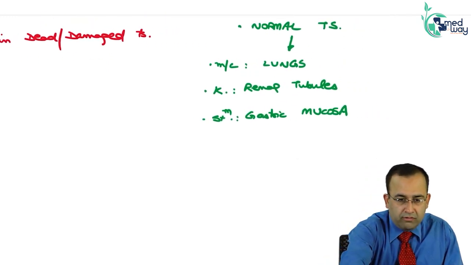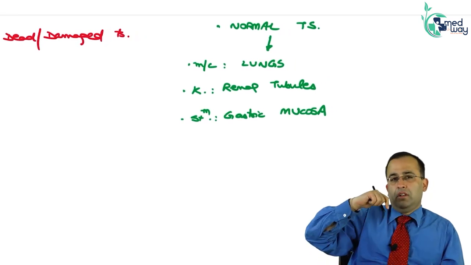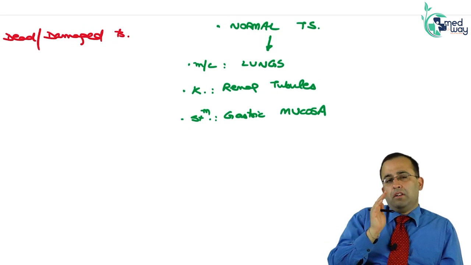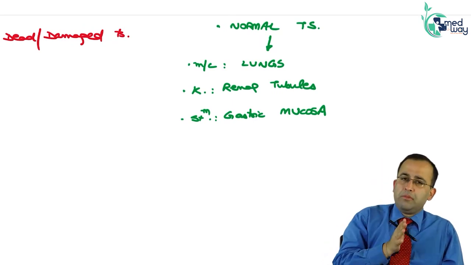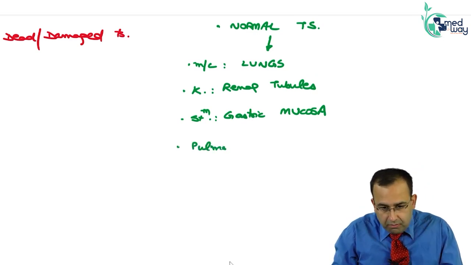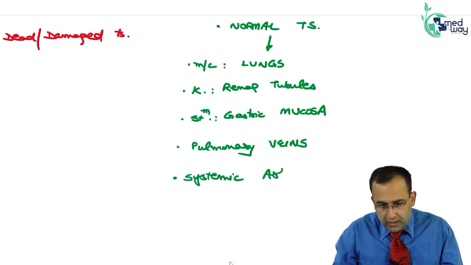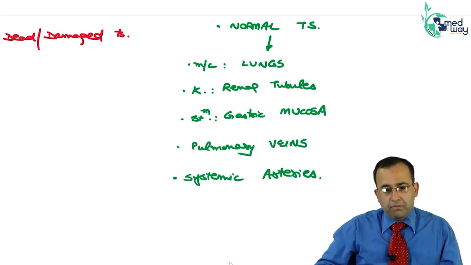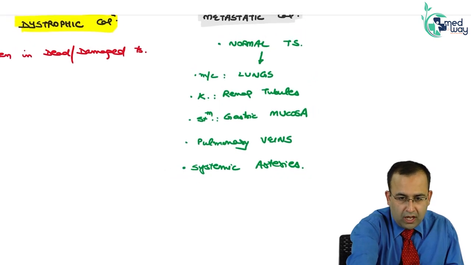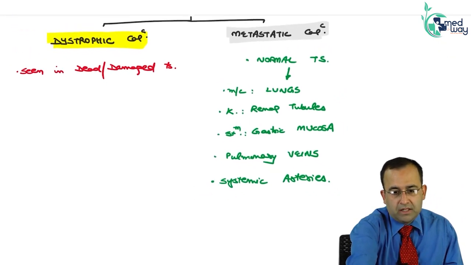So sites of metastatic calcification. It is seen in normal tissue. Most common site is lungs. Kidney mein renal tubules. Stomach, gastric mucosa. Next, it is also seen in pulmonary veins and systemic arteries. These are the sites of metastatic calcification.